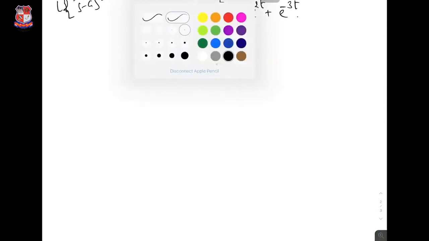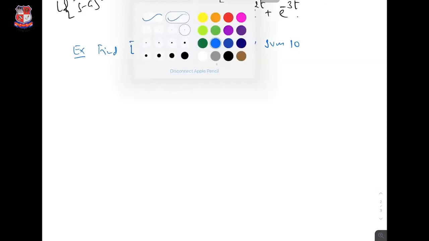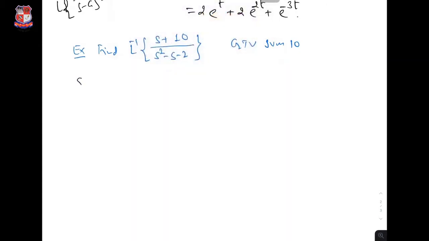Next, let us see. Find the inverse Laplace transform of s plus 10 over s square minus s minus 2. This was asked in GTU summer 2010, and it is an easy example again. So s plus 10 over s square minus s minus 2.